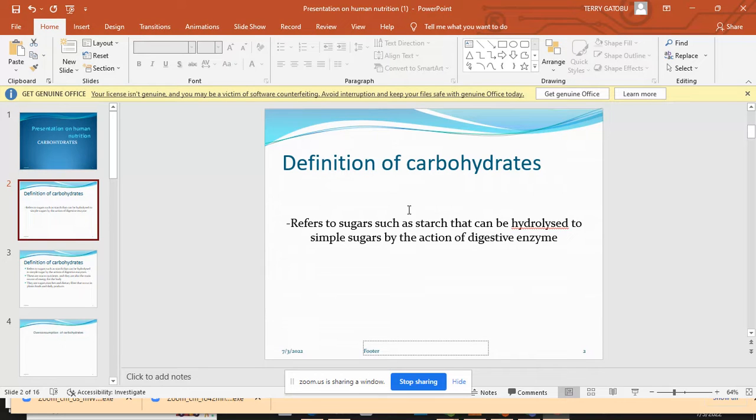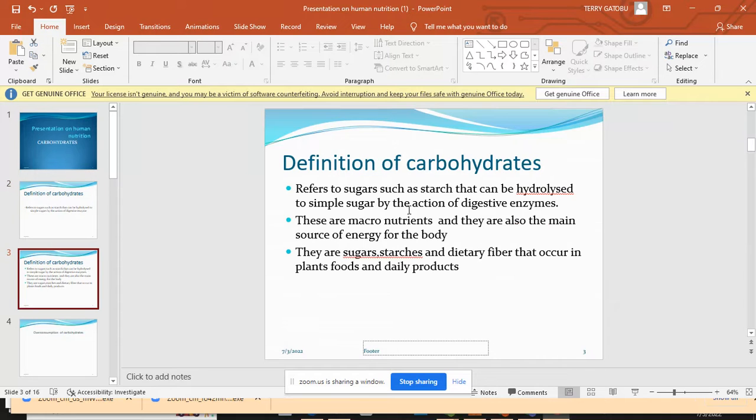Can you see my screen? So can I continue? So we can continue.